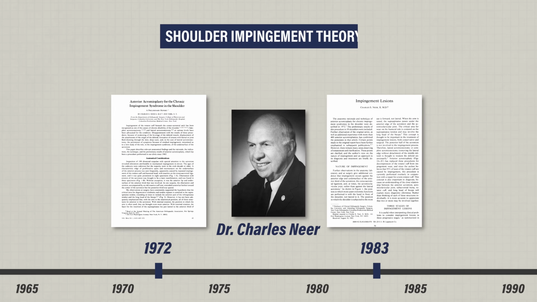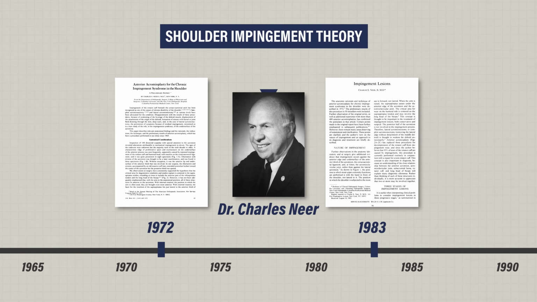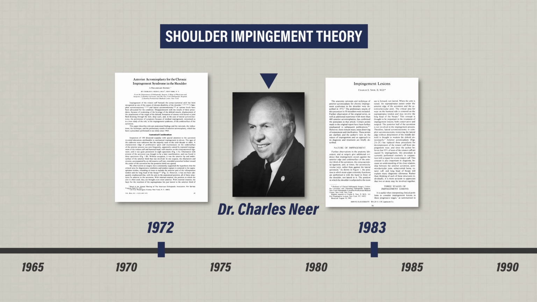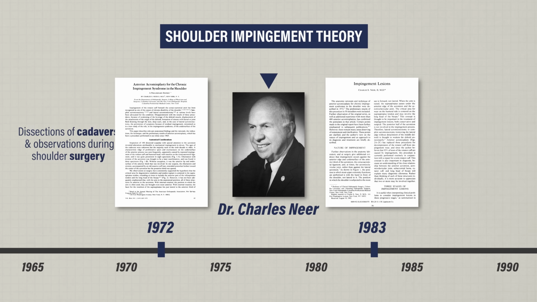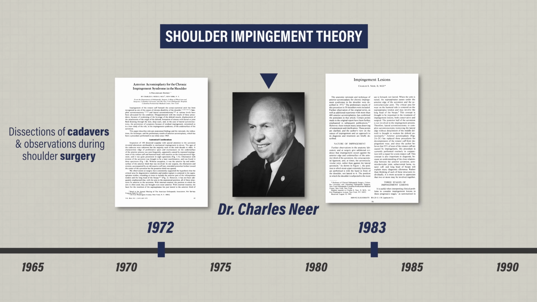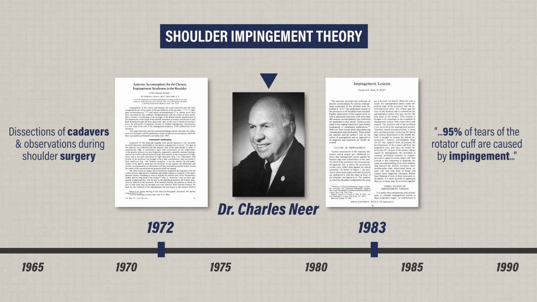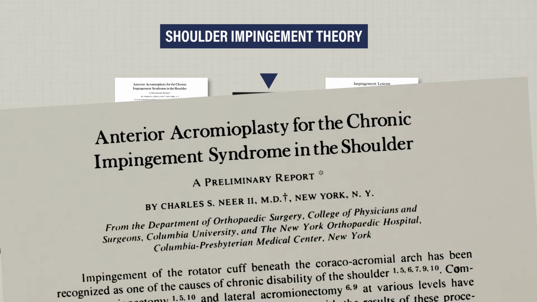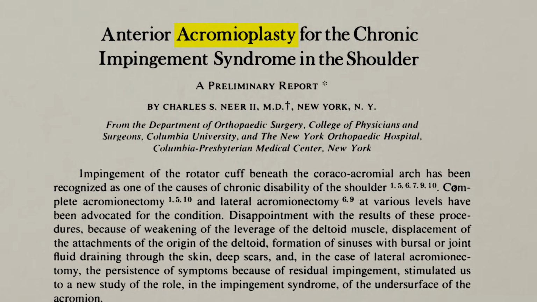The popularization of the shoulder impingement theory can be attributed to Dr. Charles Neer in 1972, who based his beliefs on dissections of cadavers and what he observed during shoulder surgery. In his 1983 paper, he wrote that he believed 95% of tears of the rotator cuff are caused by impingement. Therefore, he proposed and developed a surgery to treat shoulder impingement.